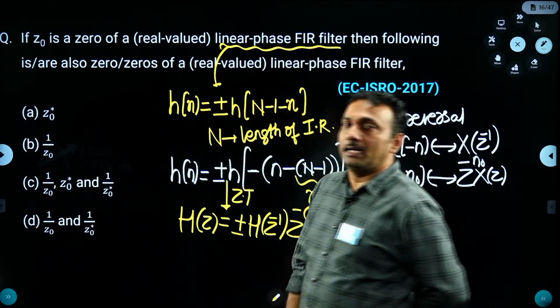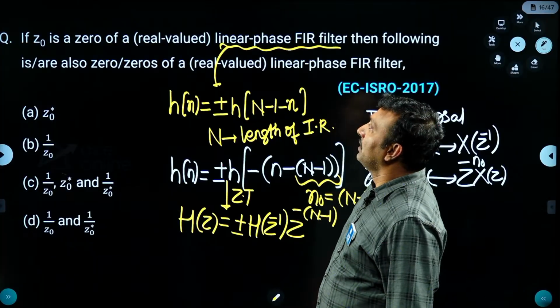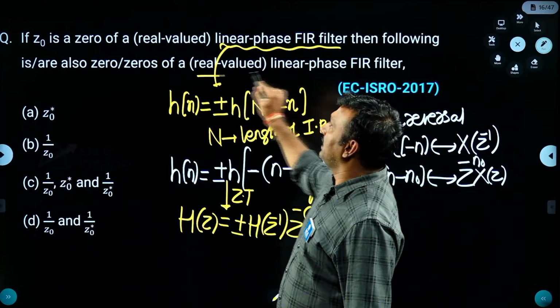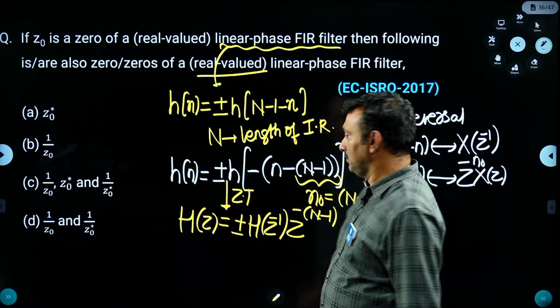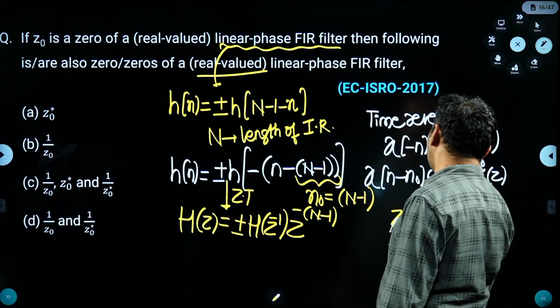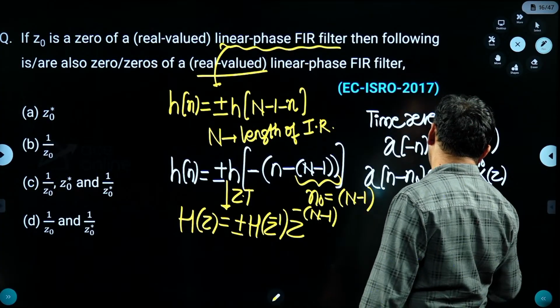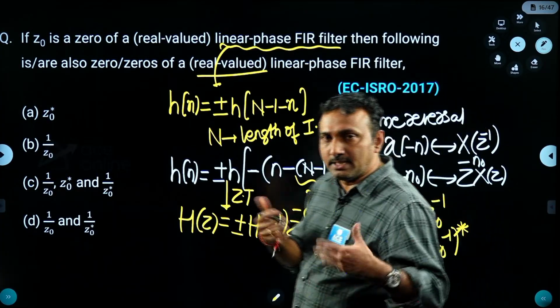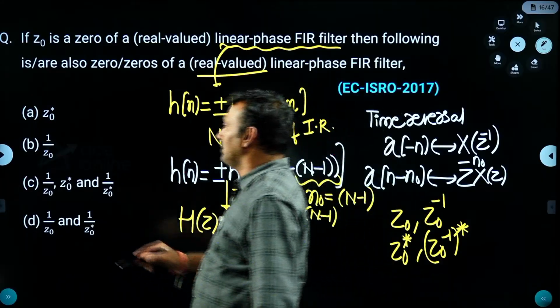So whenever Z0 is a 0, Z0 inverse is also a 0. Because the considered signal is real, they can occur in conjugate pairs. So you can have Z0 as a root, Z0 inverse, and the conjugates of both. You can have Z0 as a 0, Z0 inverse also as a 0, and conjugation of both.